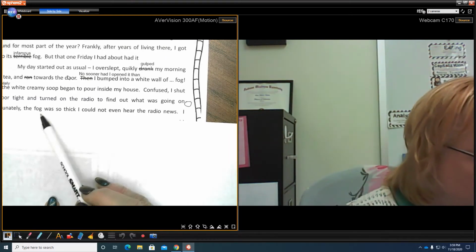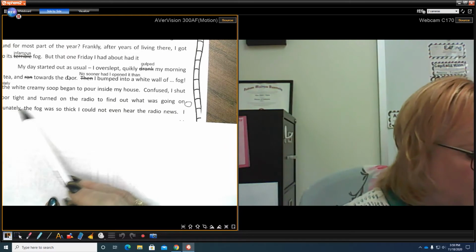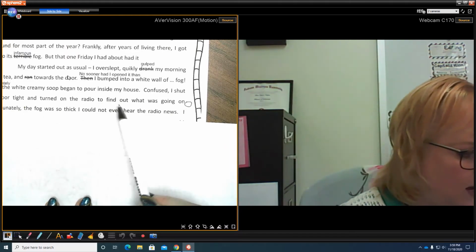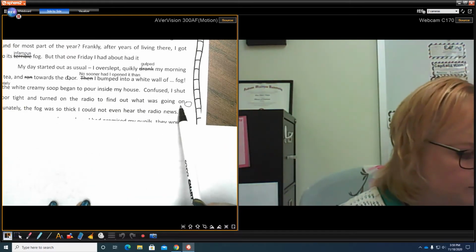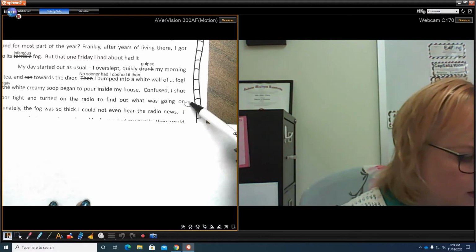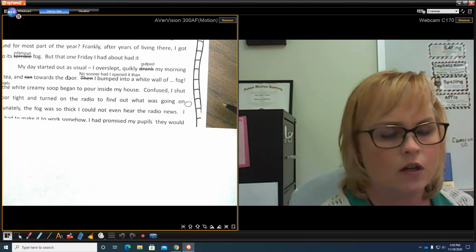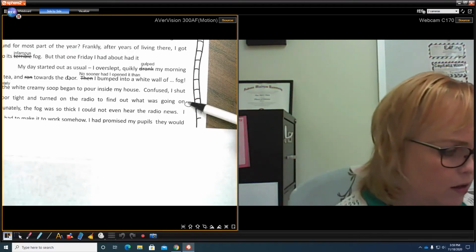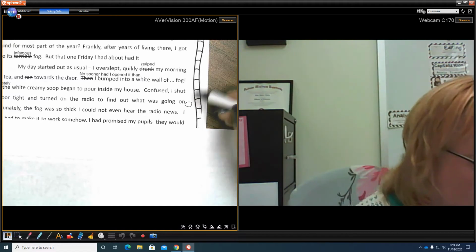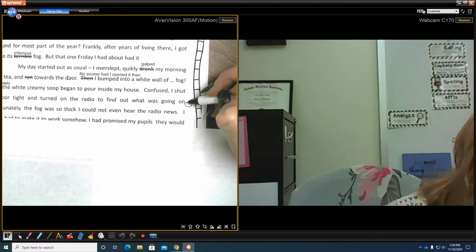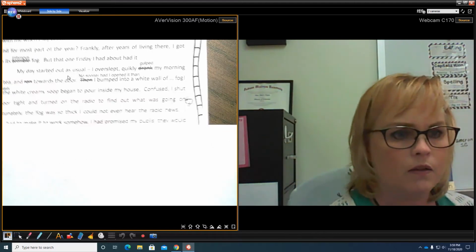We have confused. I shut the door tight and turned on the radio to find out what was going on. Okay, this period is circled that you can see. So that's something that we'd want to change, the period there. It looks like there was a period that was forgotten there. So you want to put a period there and then circle it, okay?